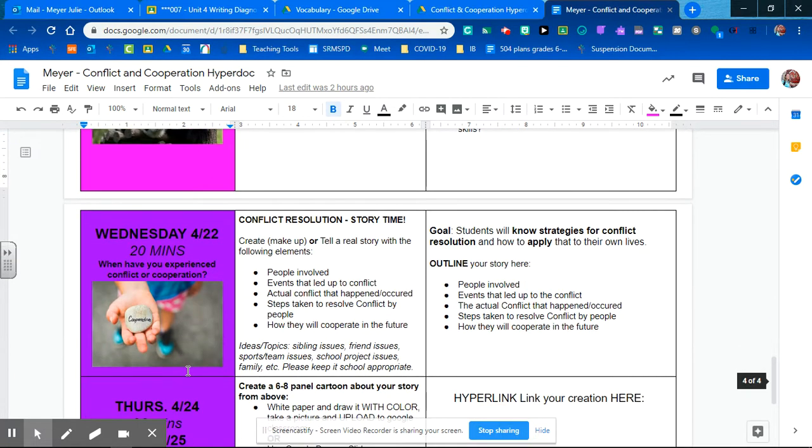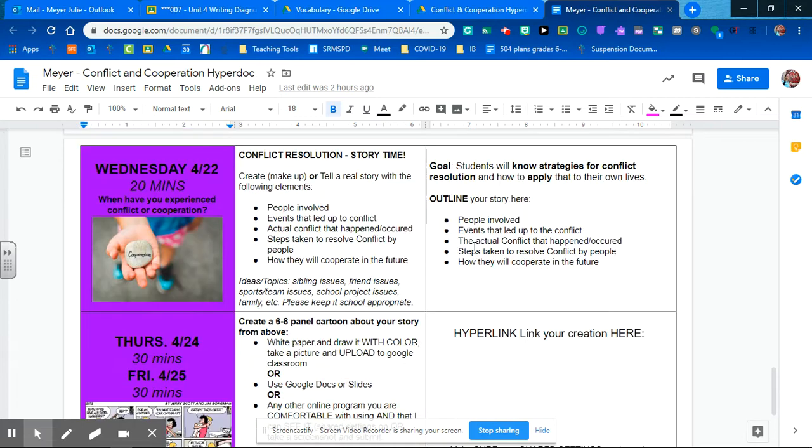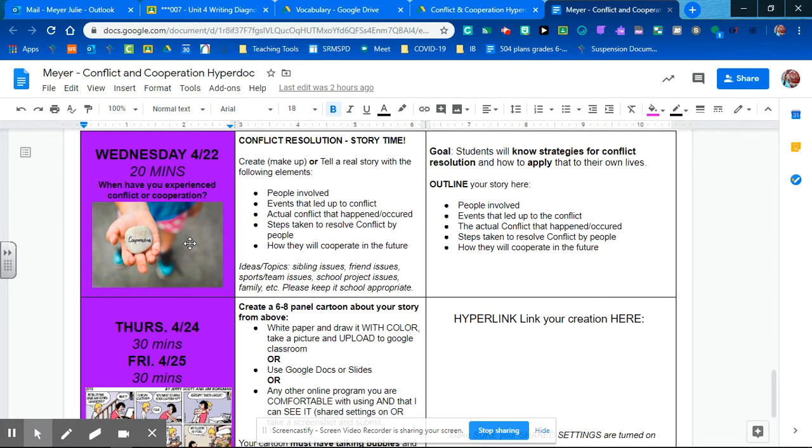As you go through, you will notice that those goals are here for you to refer to. The biggest thing to come out of this Hyperdoc is to show me that you understand strategies with conflict resolution. So what I want you to do on Wednesday the 22nd is make up a story or tell a real story, which has these following elements. People involved, what led up to the conflict, what was the conflict, steps taken to resolve the conflict, and how you will cooperate with others in the future.